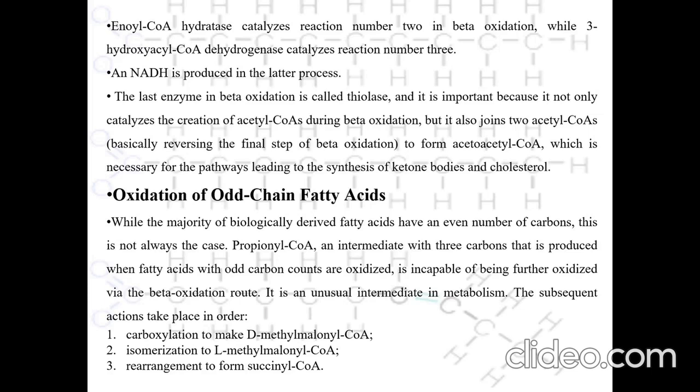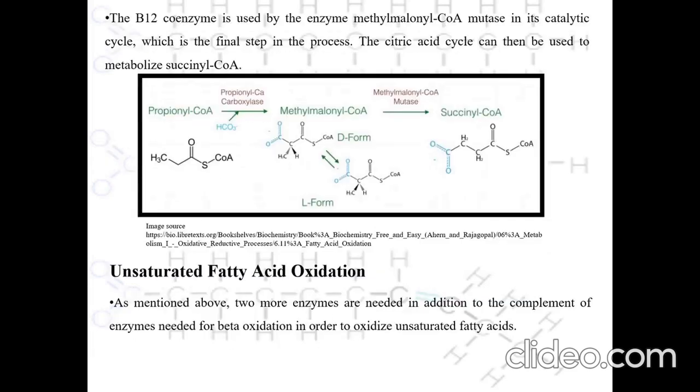The subsequent actions taking place are carboxylation to make D-methylmalonyl-CoA, isomerization to L-methylmalonyl-CoA, and then conversion to succinyl CoA. The B12 coenzyme is used by the enzyme methylmalonyl CoA mutase in its catalytic cycle, which is the final step in the process. The citric acid cycle can then be used to metabolize succinyl CoA produced here.